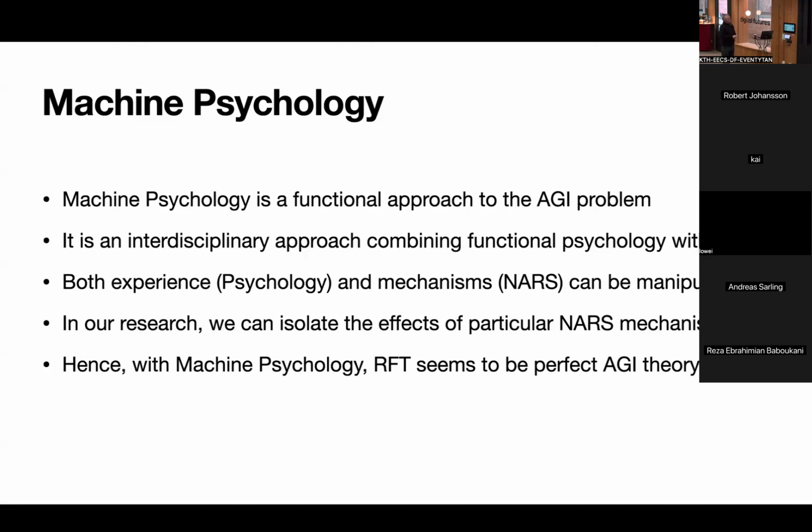So it seems like this setup of an interdisciplinary theory between learning psychology and NARS is the kind of setup where we could use relational frame theory in combination with NARS to potentially have a very powerful AGI theory, a theory that is implementable in a computer system.